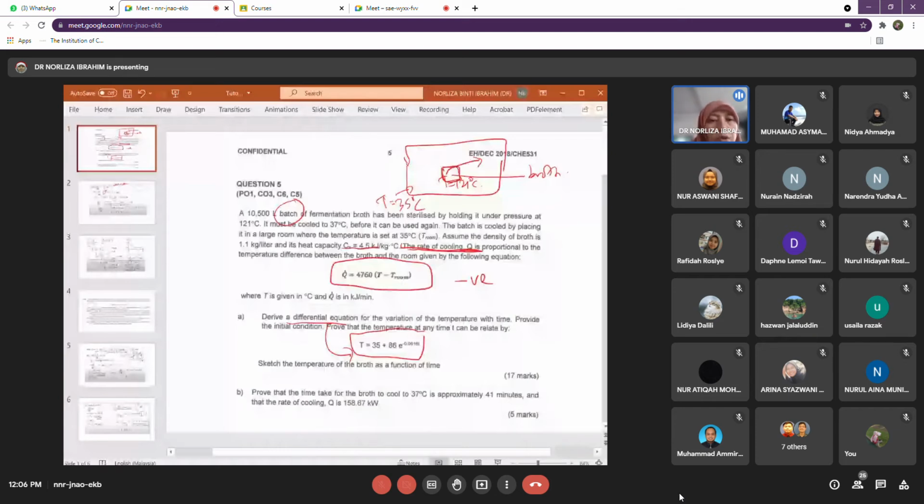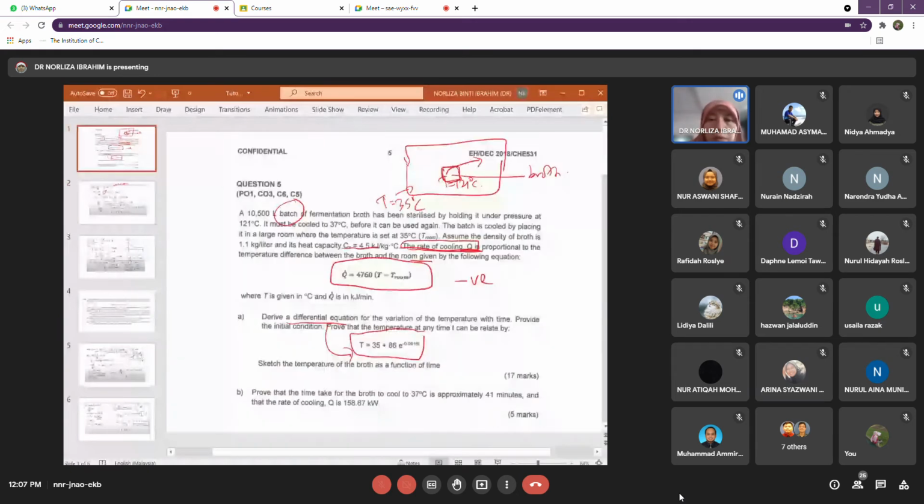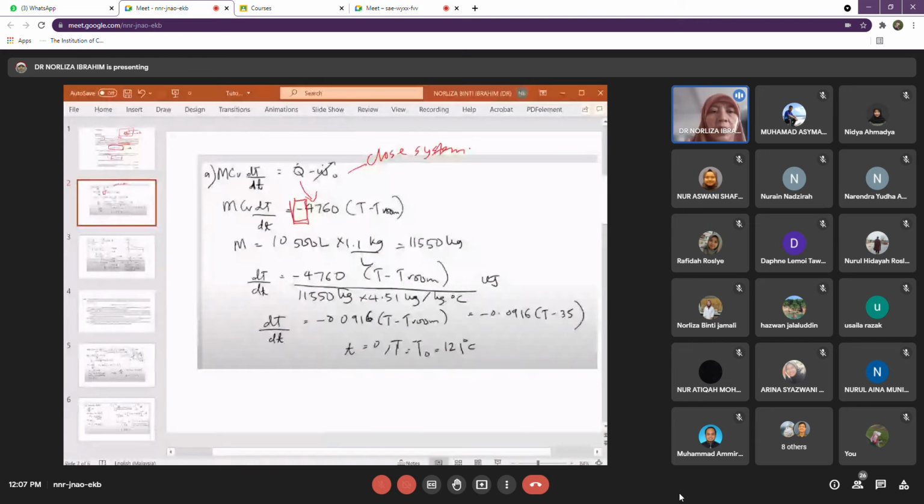This one given is just an expression, so you have to consider the positive or negative. Remember, heat to the system or out of the system, you have to consider whether it is positive or negative. For this one it's release, so it's negative, and you have to put the negative here. And then now we calculate the m. Remember, m is the mass of the broth, not the room. So the m is calculated using the volume and the density given in the question.